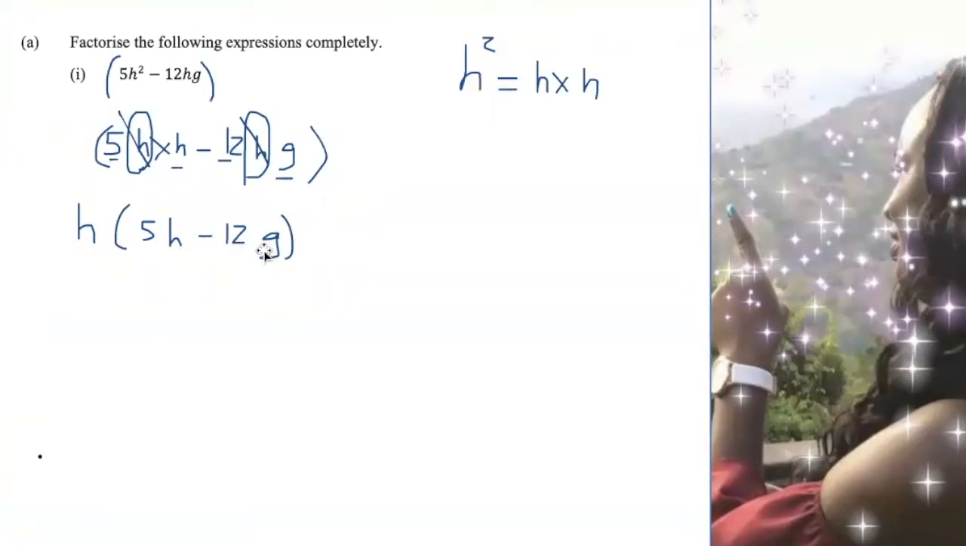You can always check if your answer is correct by multiplying, which is expanding. So h times 5h, that's 5h squared, and h times the minus 12g gives us minus 12hg. Let's look at the next question.